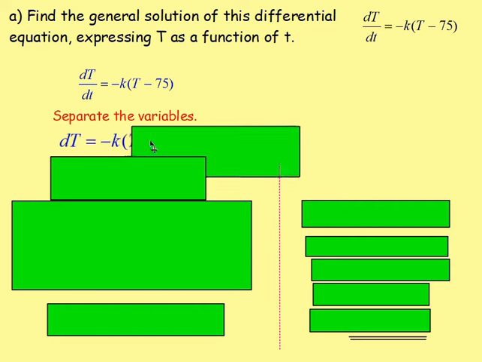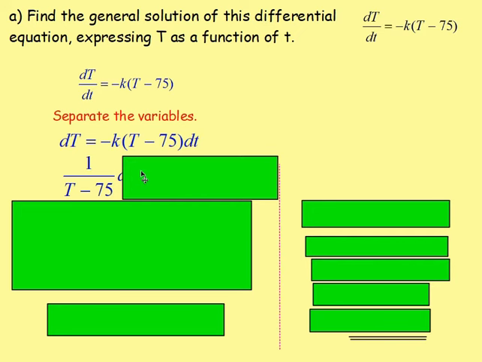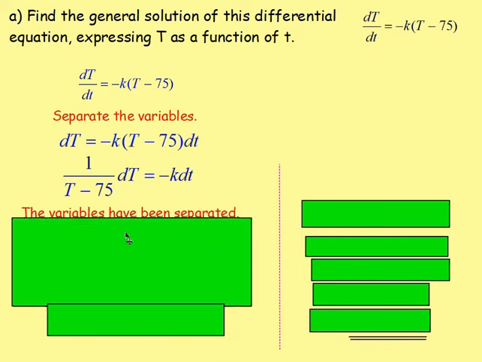So doing that, multiply both sides by dt, the small t, and then divide both sides by capital T minus 75. So we end up with 1 over (T minus 75) dT equals negative k dt. Make sure you don't mix up the capital T and the lowercase t. You can see here the variables have been separated. Woo! What do you do next? Integrate.